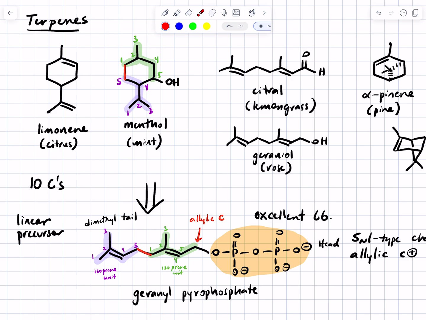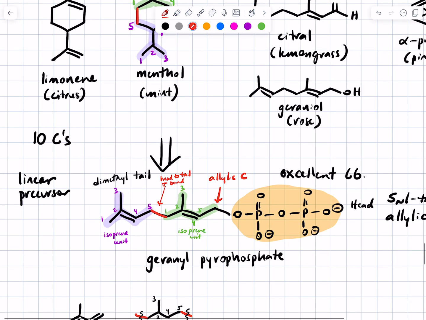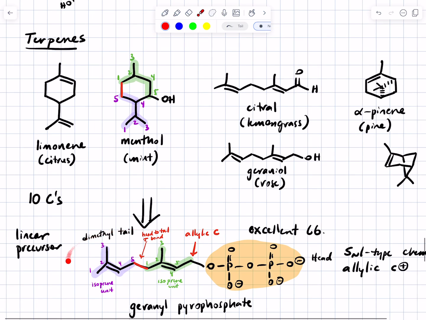The other thing you can do now, having identified the isoprene units in menthol, is to be able to say which of the bonds in menthol were present in the original linear precursor and which had to be made later. This bond between purple 5 and green 1 is what I'm going to call a typical head to tail bond, a head to tail sigma bond that is present in the linear precursor. In other words, when we went from this linear geranyl pyrophosphate precursor to menthol, we didn't have to make that bond.